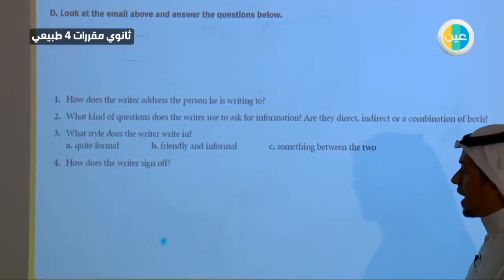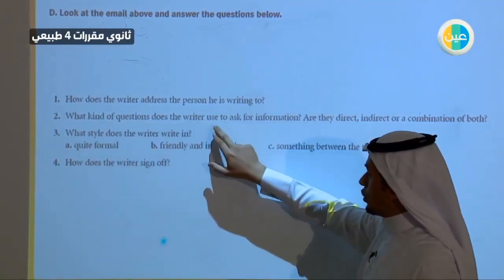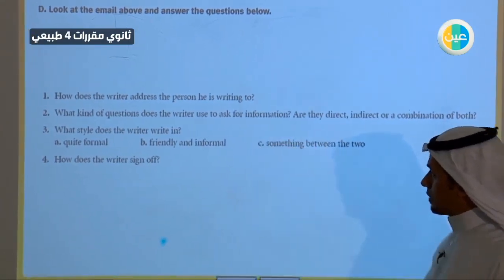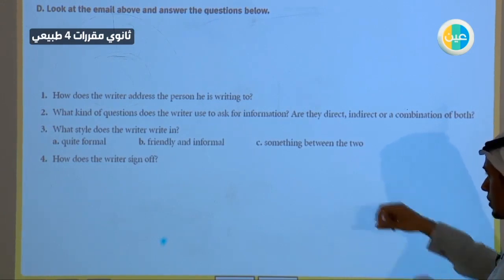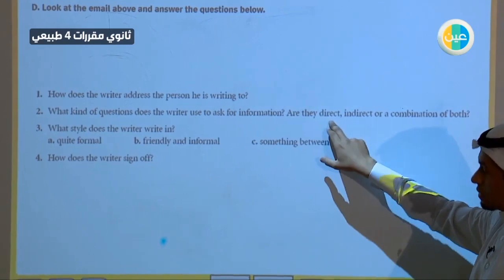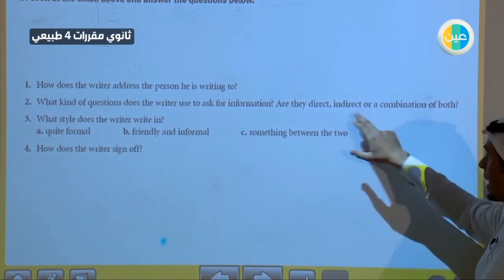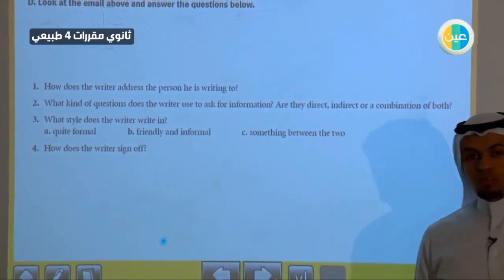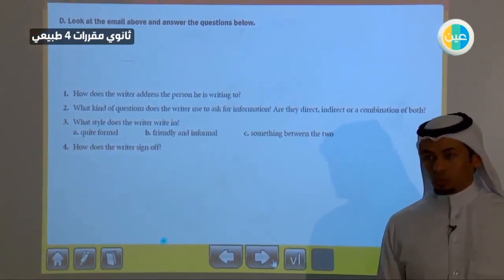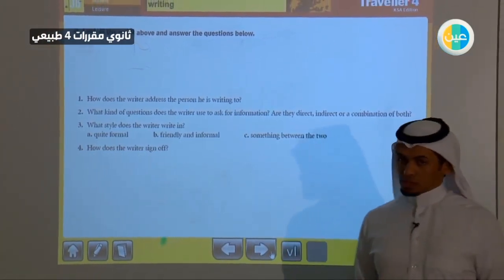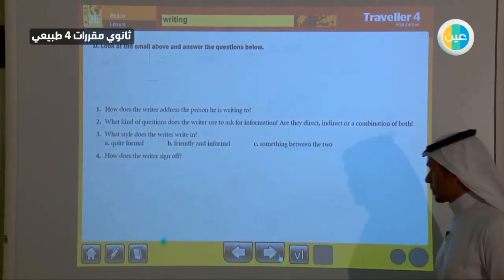2. What kind of questions does the writer use to ask for information? What questions did he mention? Are they direct? Direct questions and indirect questions are two separate types of questions. Direct, if you say, what are you doing? Or what is he saying? Or where are you going? These are direct questions.